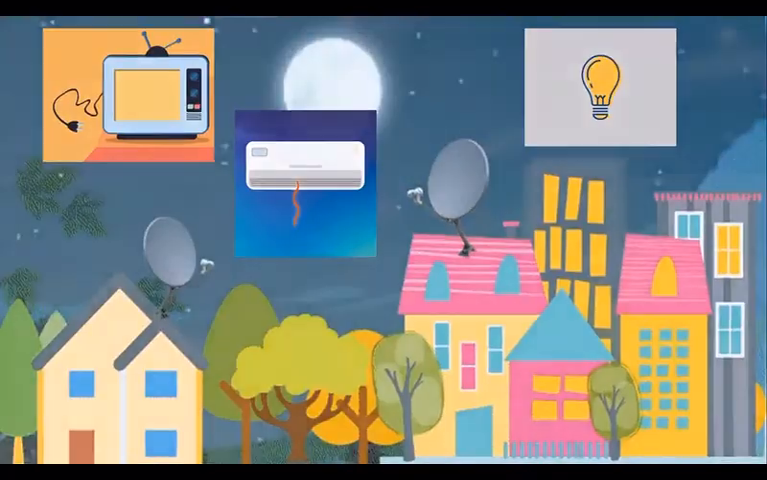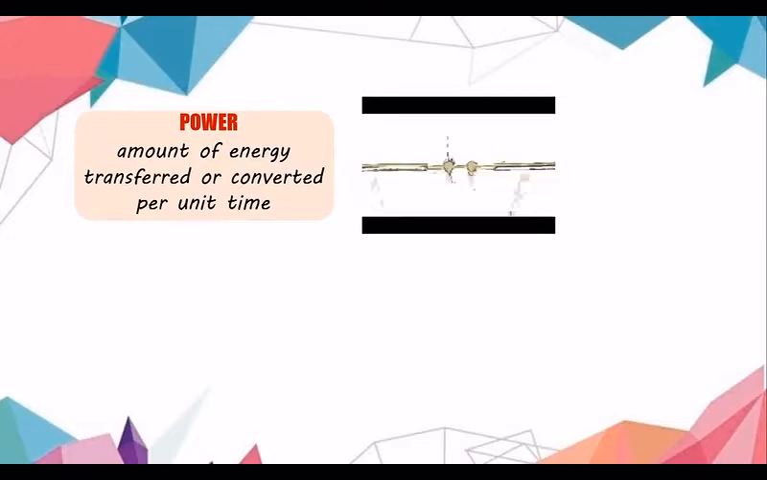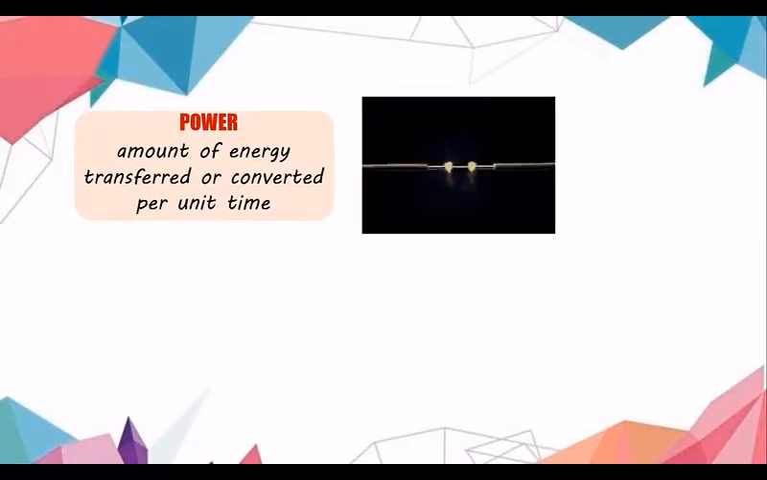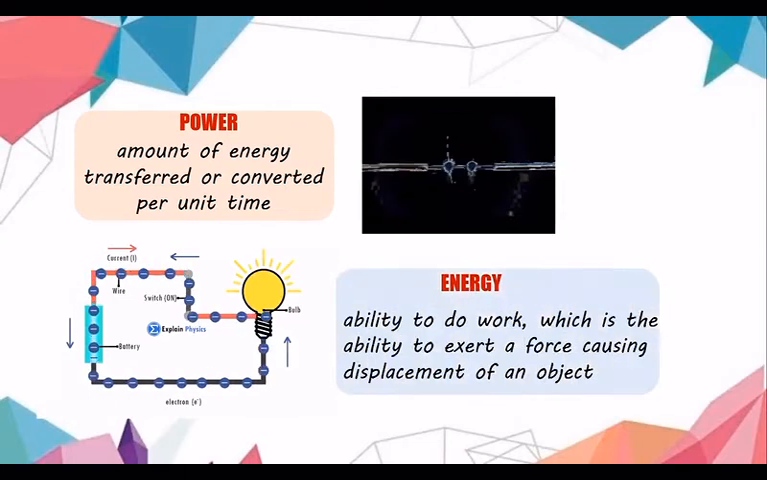Let's define first these terms. First is power. In electricity, power is the amount of energy transferred or converted per unit time by an electric circuit. Second is energy. We know that this is the ability to do work, which is the ability to exert a force causing displacement of an object.